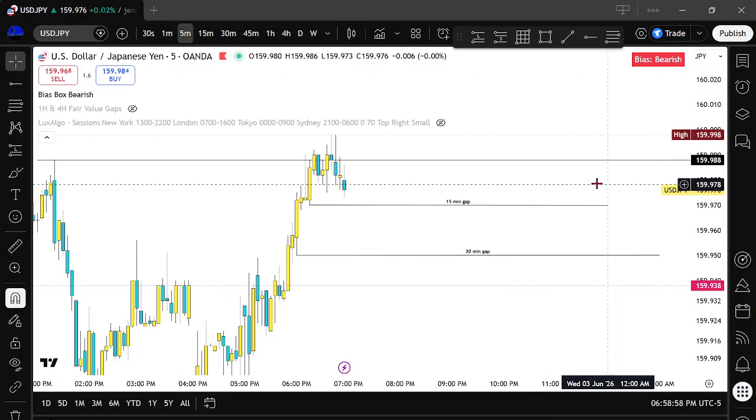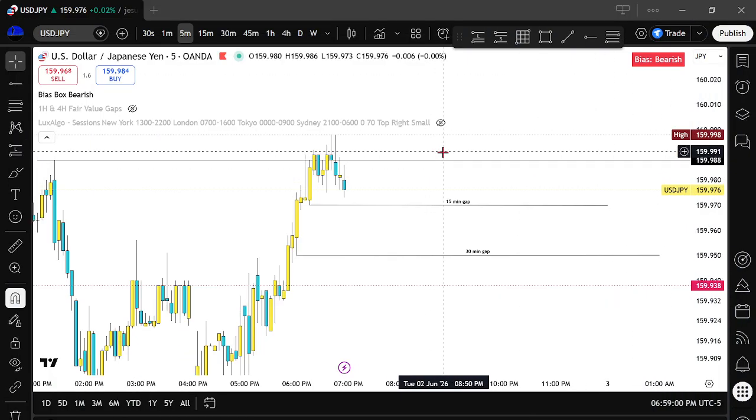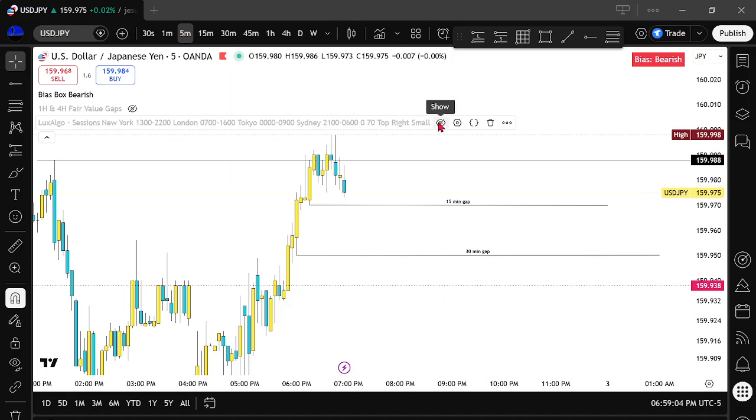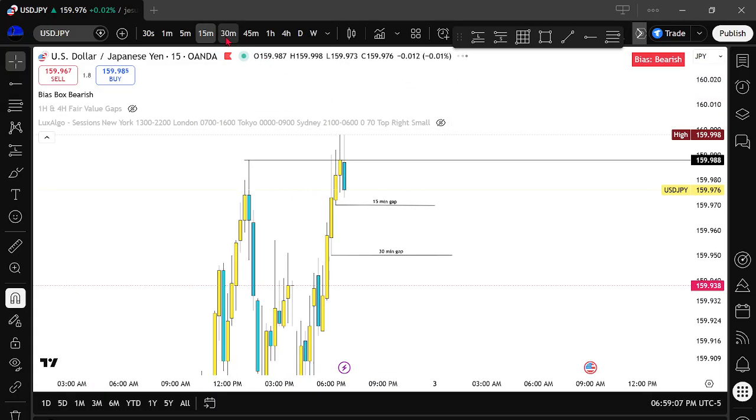Alright, so we're trading USD, dollar, Japanese yen right now. We're trading forex. We're doing futures contracts. A little bit complicated process, so I'm not going to go and explain that right now. But we're looking for short. We're at hourly highs right now.